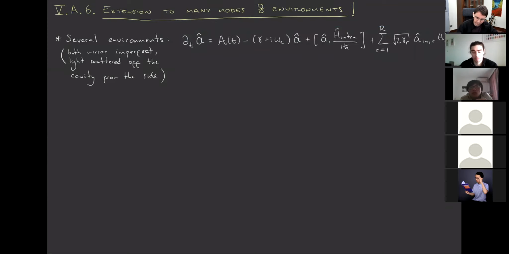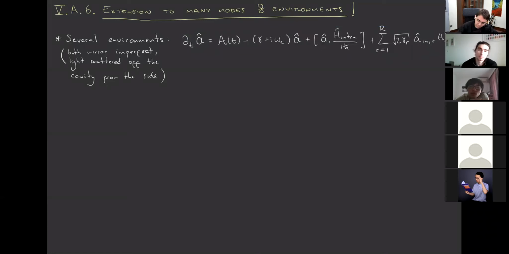And you see that the only apparent difference is that now you have not a single input operator, but you have one input operator for each environment. And I denote the environments with the label R, and R goes from 1 to capital R. So I use R because usually we call the environment also a reservoir, okay?